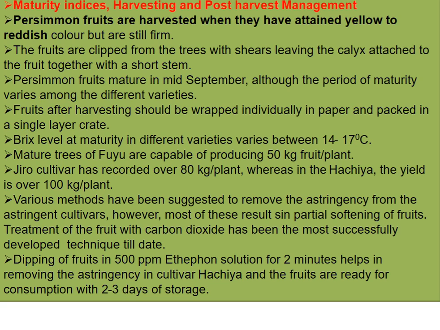Various methods have been suggested to remove the astringency from the astringent cultivars. However, most of these result in partial softening of the fruit. Treatment of the fruits with carbon dioxide has been the most successfully developed technique to date. Dipping of the fruit in 500 ppm of ethephon solution for 2 minutes helps in removing the astringency in the cultivar Hachiya, and the fruits are ready for consumption in 2 to 3 days of storage.